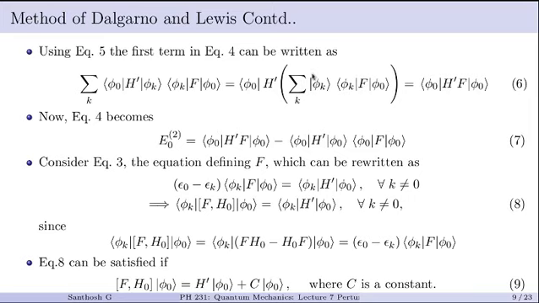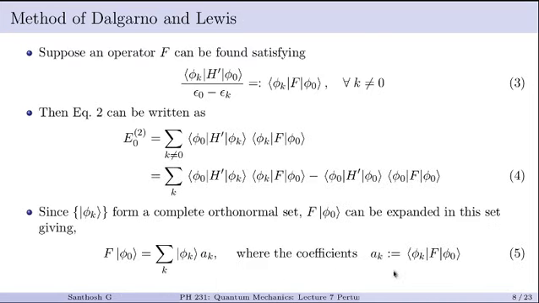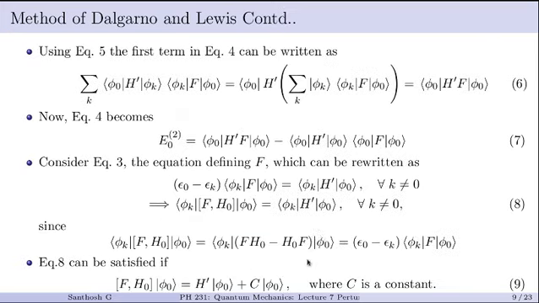Now consider the term within the parenthesis, which is a summation over phi k and this complex number. But what is this complex number? If you look at equation 5, this is exactly a k, the coefficient of the expansion of f phi 0 in the basis phi k. So this is a k, and a k phi k summed over k is nothing but f acting on phi 0, as we have seen here.